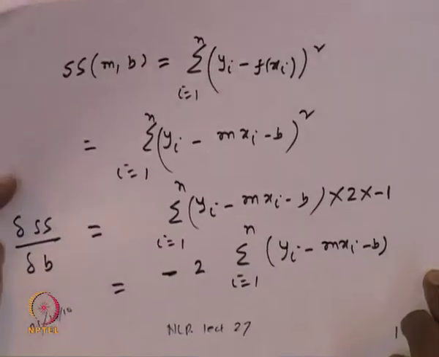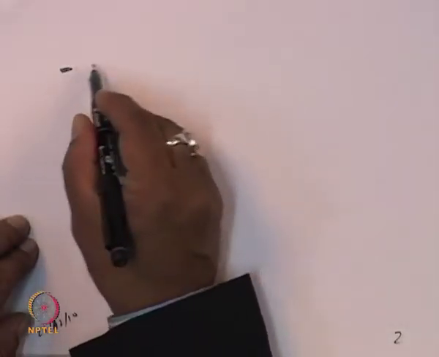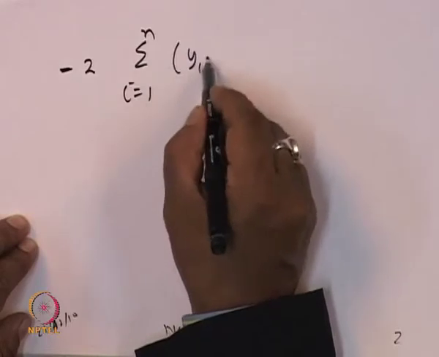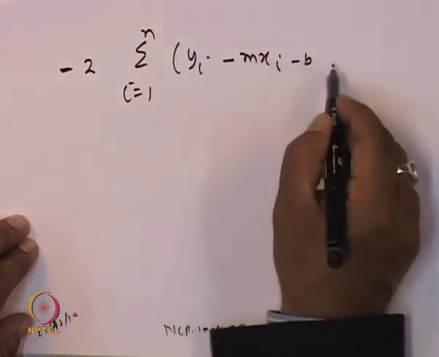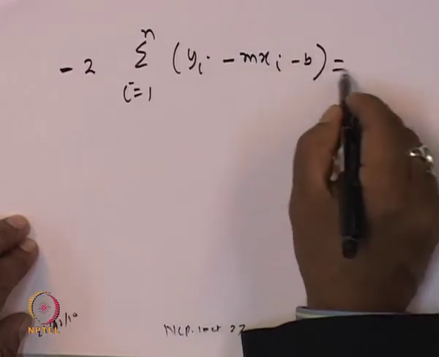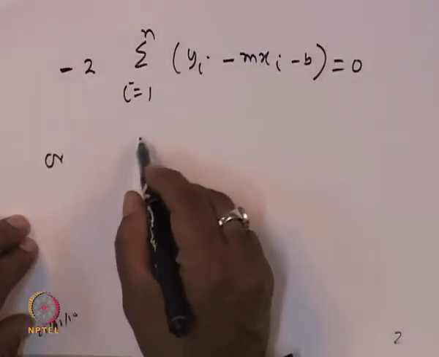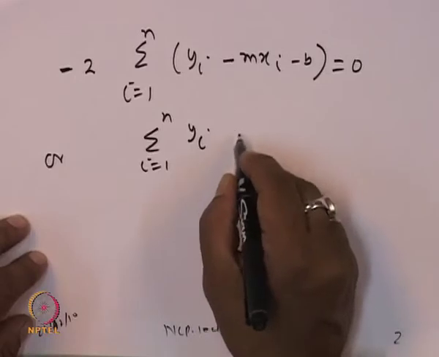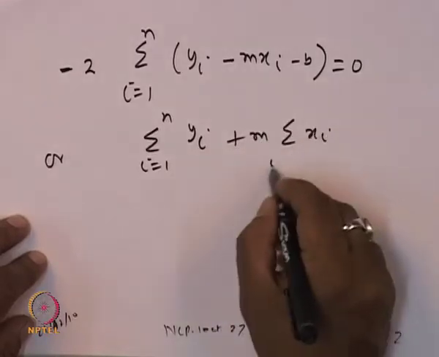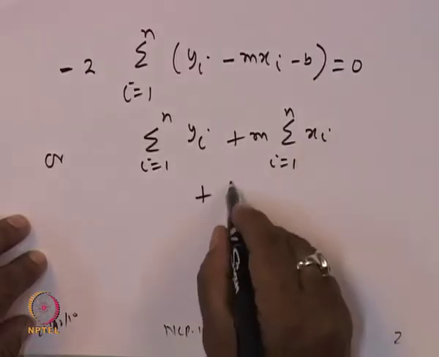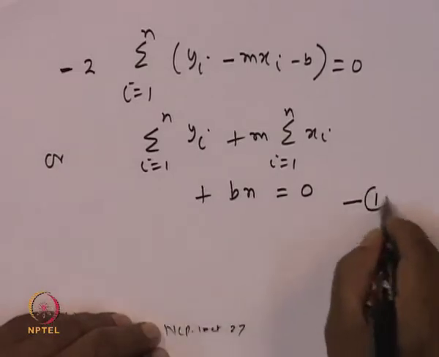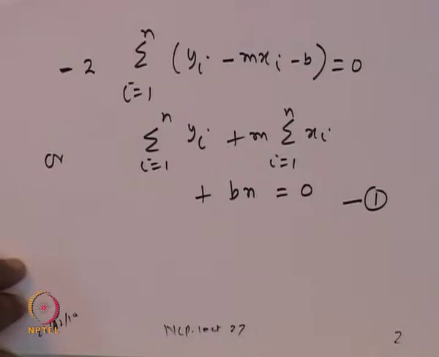So, this partial derivative should be equated to 0 for minimization, and therefore, we have minus 2 sigma i equal to 1 to n (y_i minus m x_i minus b) is equal to 0, or sigma i equal to 1 to n y_i plus m sigma x_i plus b n equal to 0. Okay. So, this is the first equation after taking partial derivative with respect to b.